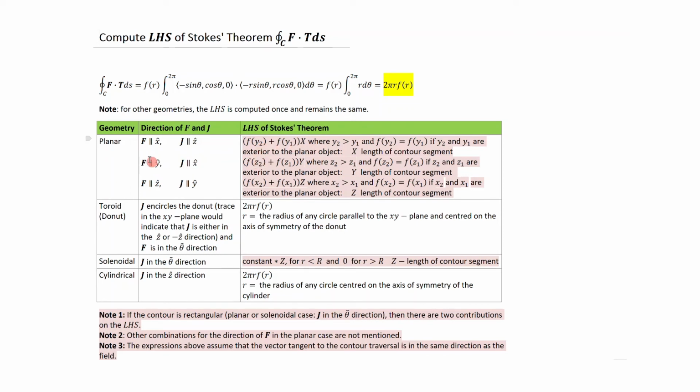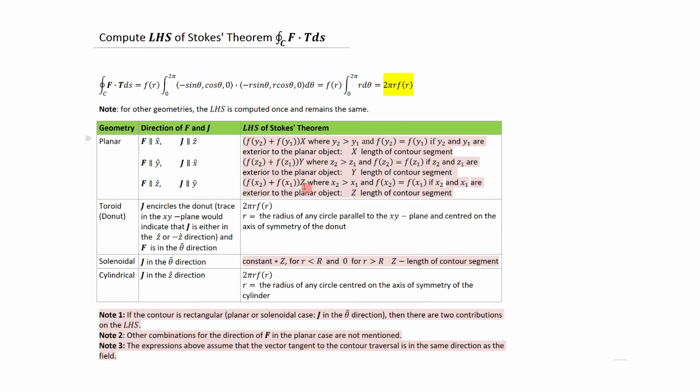For instance, for this situation, then we end up with this set of expressions. Again, this Fz2 will be equal to Fz1. So basically we're taking the contour segments to be one on either side of the slab or sheet. And the last item, this would be in the case where we're dealing with a field in the z-hat direction, current flux density in the y-hat direction, similar situation.